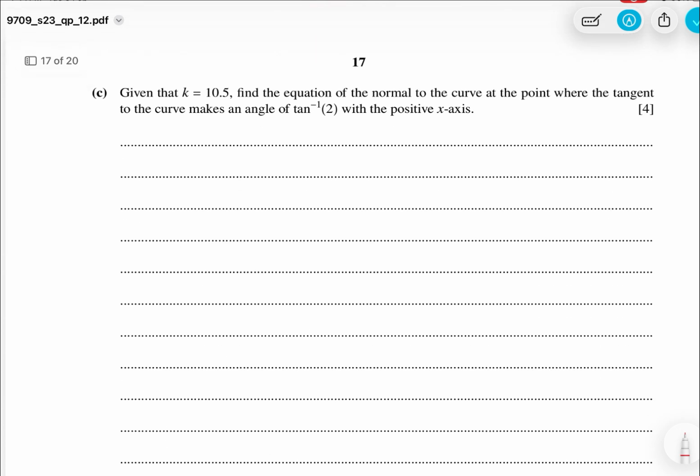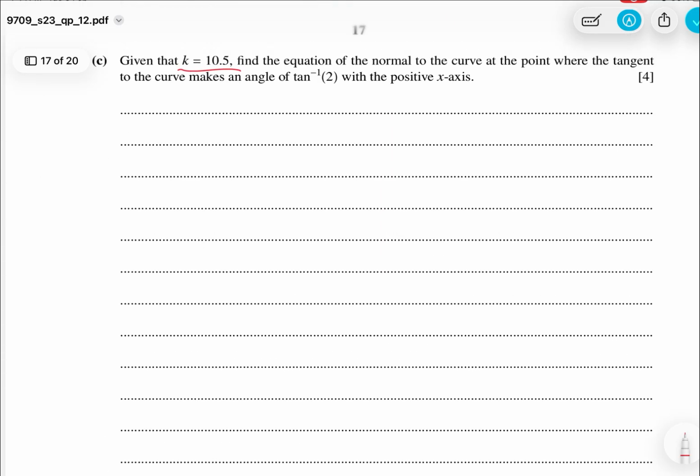Now this one is interesting. Given that k equals to 10.5, find the equation of the normal to the curve at the point where the tangent to the curve makes an angle of tan inverse 2 with the positive x-axis. Okay, now listen very carefully. First of all, you have to find the equation of normal.